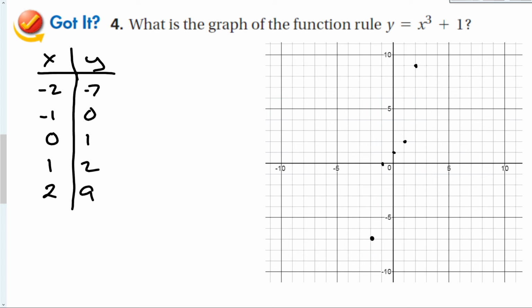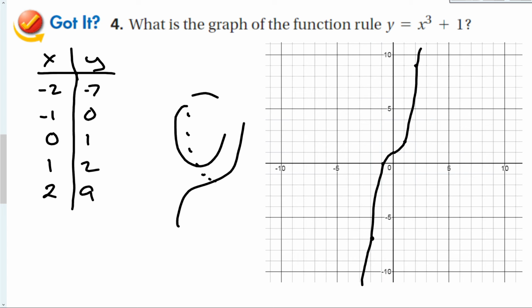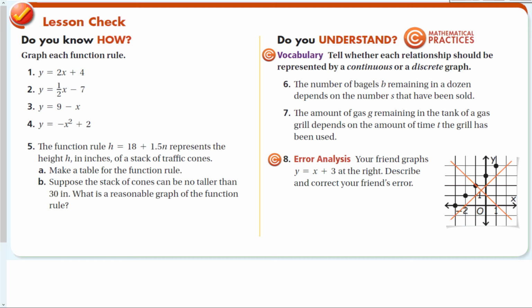Okay, so I get a graph that looks a little different, and what my cubic functions look like is a little curve like that. Most cubic functions are going to look kind of like that, which is almost like what a parabola would look like if this side was flipped over this side. And we'll talk a lot about what functions look like later on. But for now, realize that any table can get you a graph. So graph each function rule.